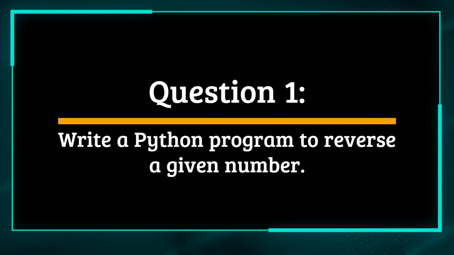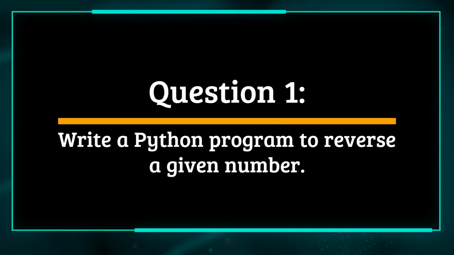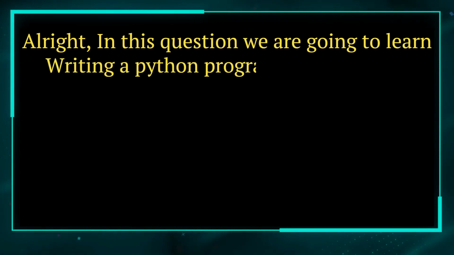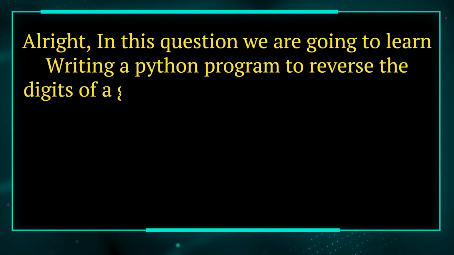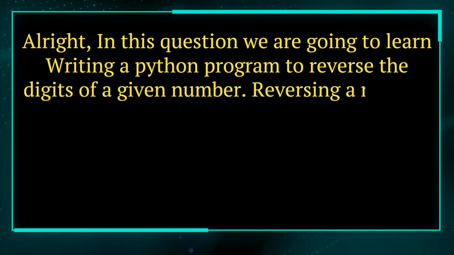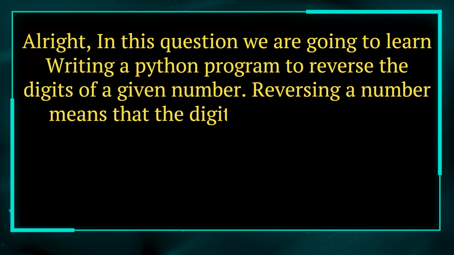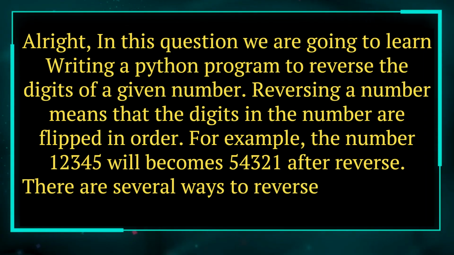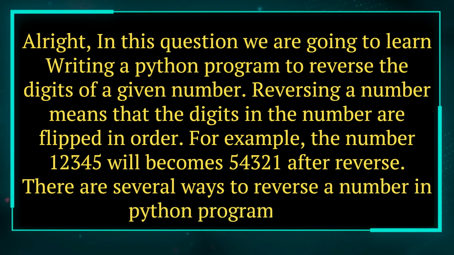Question 1. Write a Python program to reverse a given number. Alright, in this question we are going to learn writing a Python program to reverse the digits of a given number. Reversing a number means that the digits in the number are flipped in order. For example, the number 12,345 will become 54,321 after reverse.